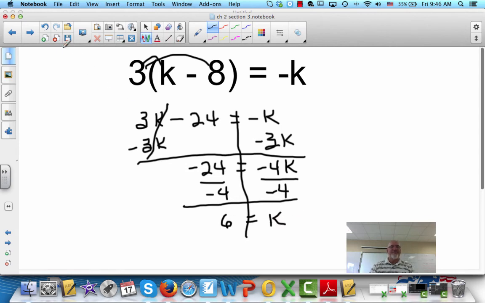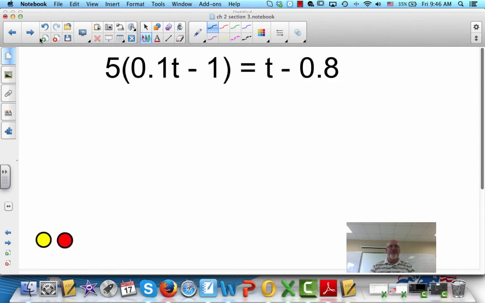Your turn. Okay. You got 5 times (0.1t minus 1) equals t minus 0.8. What's the first thing you're going to have to do? You're going to have to do the distributive property first. So you're going to have to multiply this times this and this times this. Okay, pause the recording and then get back with me.